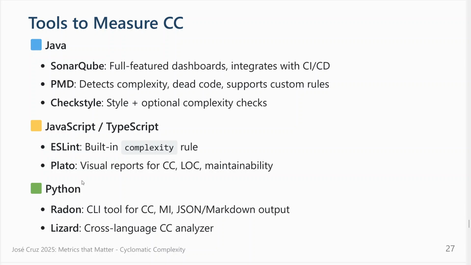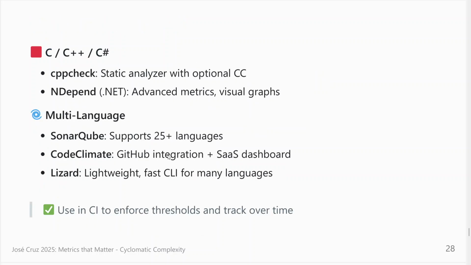Tools to measure, if you want a list here, SonarQube is quite popular for these things. PMD in Java, Checkstyle, can help in some complexity checks, but maybe PMD and SonarQube. SonarQube, it's the guys that invented, for instance, the cognitive complexity. JavaScript and TypeScript, you have ESLint, Plato, in Python, and you can find on the internet other tools. In C++, you have these ones, in C#, NDepend, multi-language. SonarQube, it's multi-language. It's quite popular.